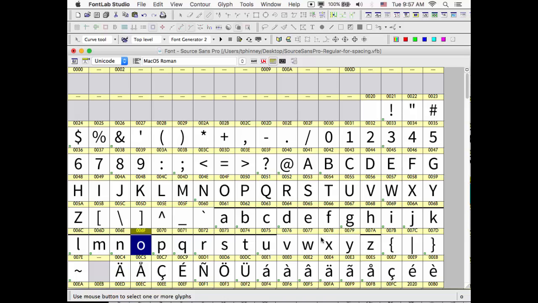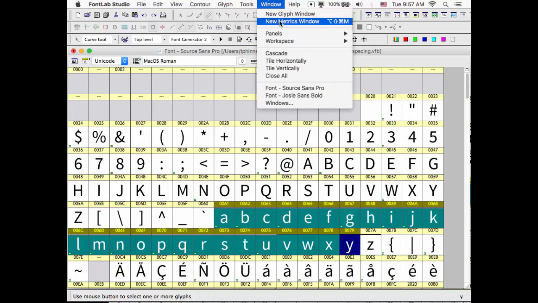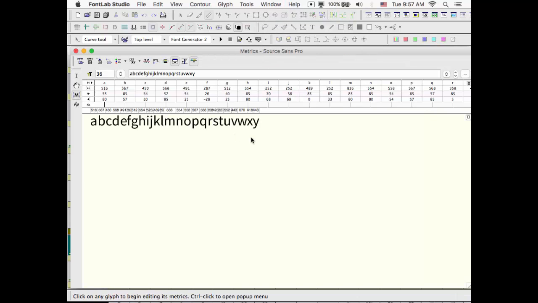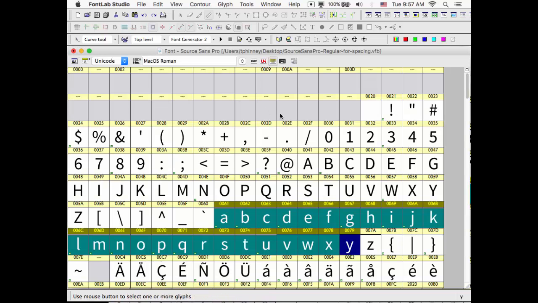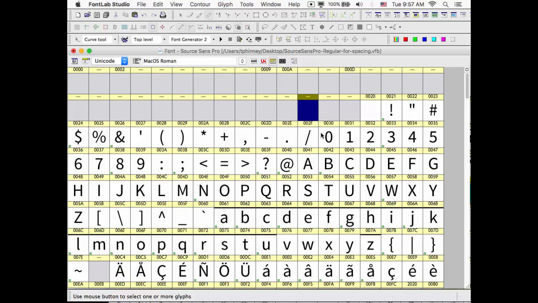Most of the time, I find that it's faster for me to just bring up that spacing table in the metrics window. Go through here and have all these letters and just go through and quickly enter the numbers and do it that way. Other people may have a different experience with that.